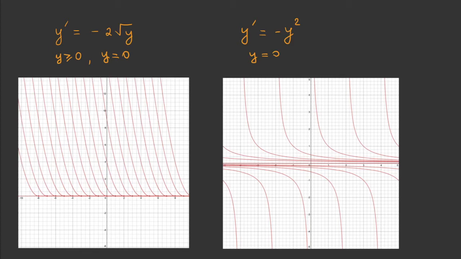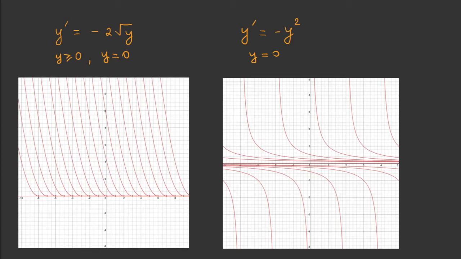Before we look at the solutions of these differential equations in more detail, let's make first a few observations about the solutions that are easy to make. First, our differential equation on the left-hand side, y prime equals negative 2 square root of y, is only defined for positive values of y or y equals 0. It's not defined for negative values of y. That is because y is under the square root. And so the solution curves will be located in the upper half plane of the coordinate plane.